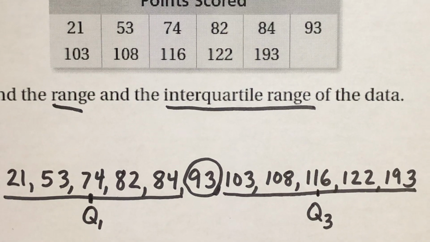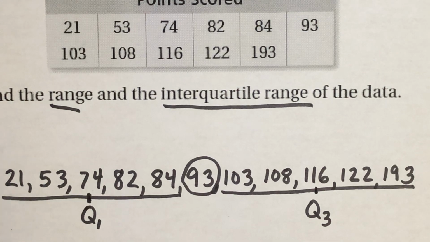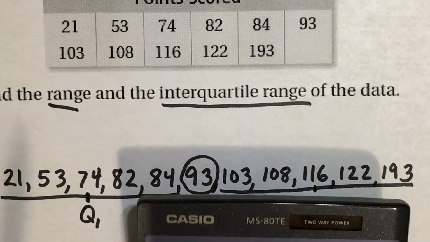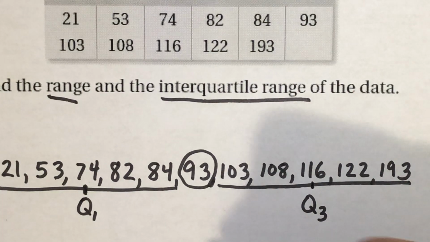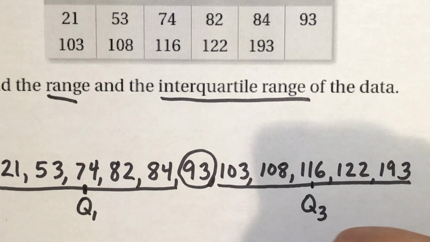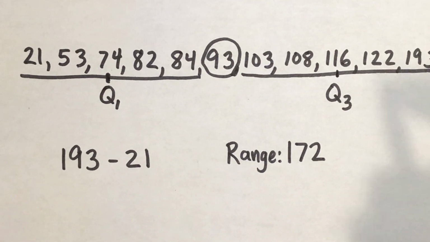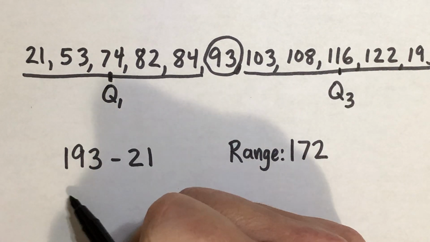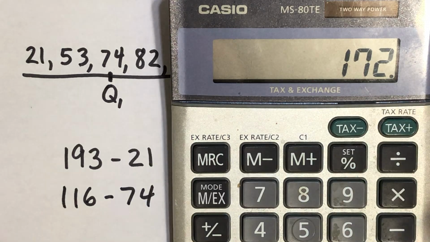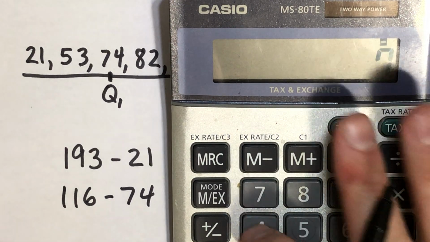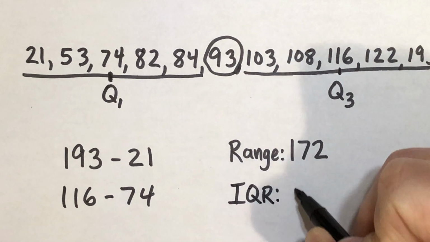Notice I didn't circle them or move them before I tried to organize my data, because if I took those away, that would alter my answer. So I'm going to use that calculator again, and subtract 193 minus 21, and I've got a range of 172. And then I'm going to subtract my quartile 3 minus quartile 1. That would be 116 minus 74. And I get 42. So my IQR is 42.